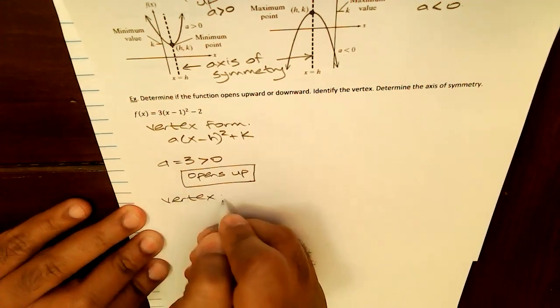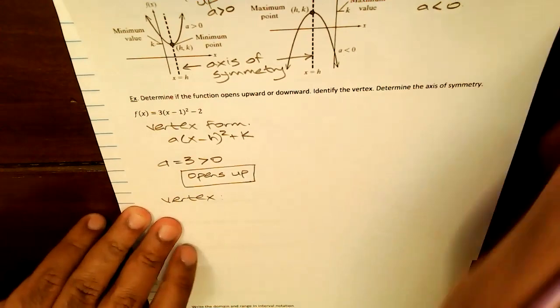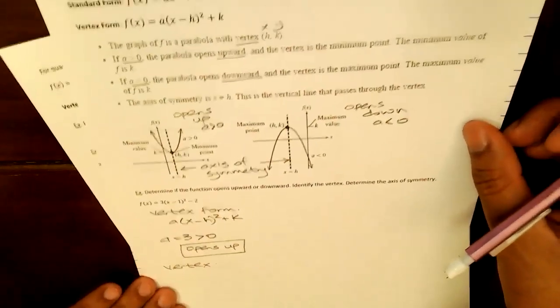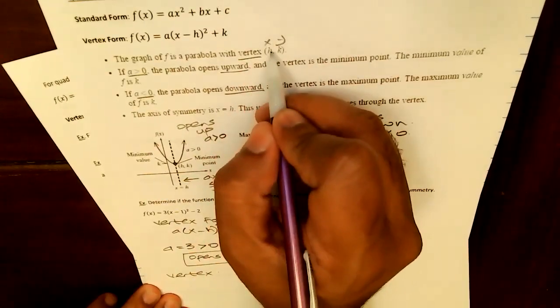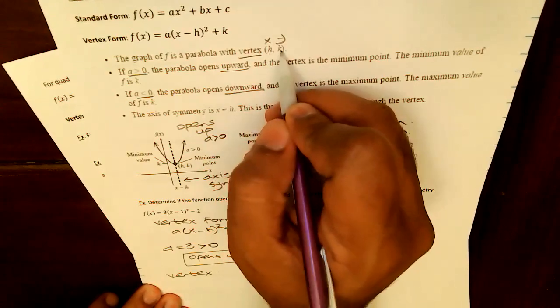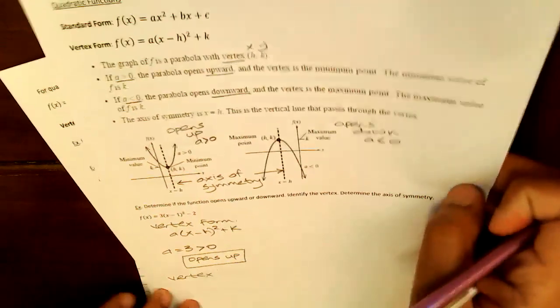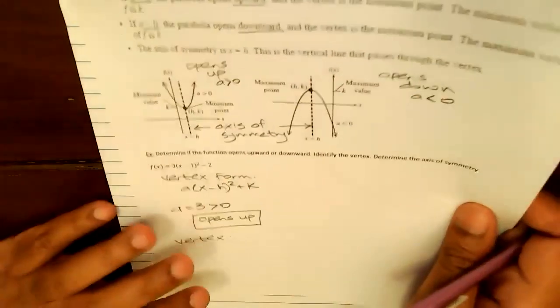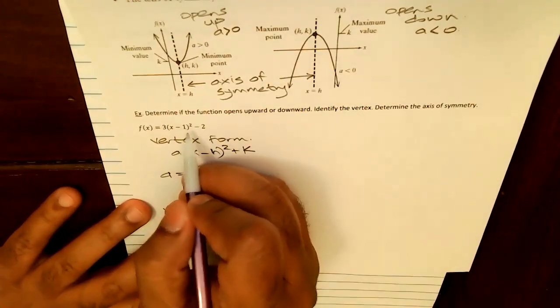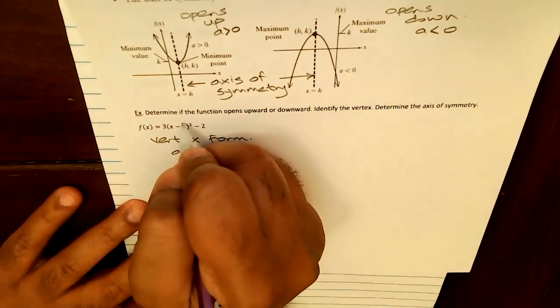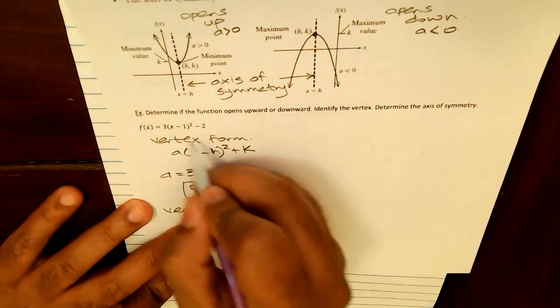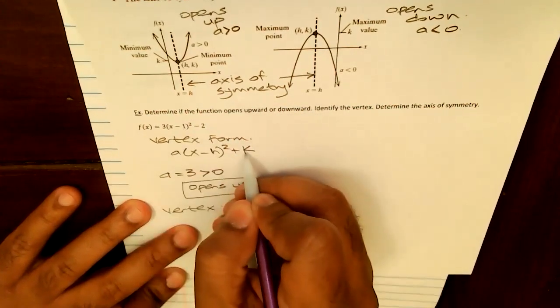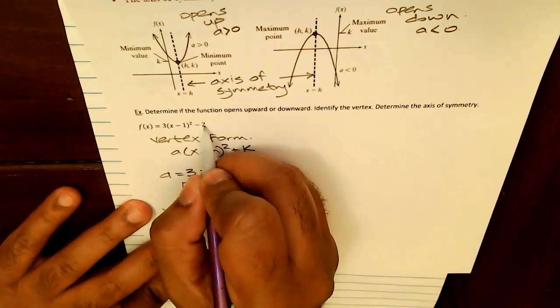Now, for finding the vertex, the vertex is the point (h, k), okay? So the vertex is the point (h, k), the value of h and the value of k. So we are going to look at that. We're going to get those values directly from the function itself, okay? So in this case here, the h value is the 1, and then the k value is the -2.